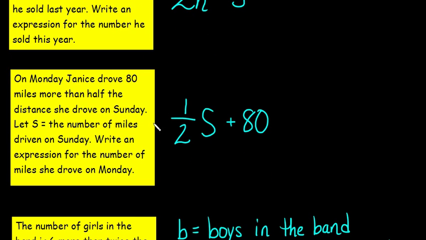Here's another one. On Monday, Janice drove 80 miles more than half the distance she drove on Sunday. We don't know what she drove on Sunday, so we're going to let S be the number of miles she drove Sunday and write an expression to help us figure out how many miles she drove on Monday. She drove 80 miles more. So hopefully you'll see that's an addition problem. More than half of what she drove Sunday. We don't know what she drove Sunday, but if we multiply it by a half and add 80 to it, that will give us what she drove on Monday. So there's how we write that expression.